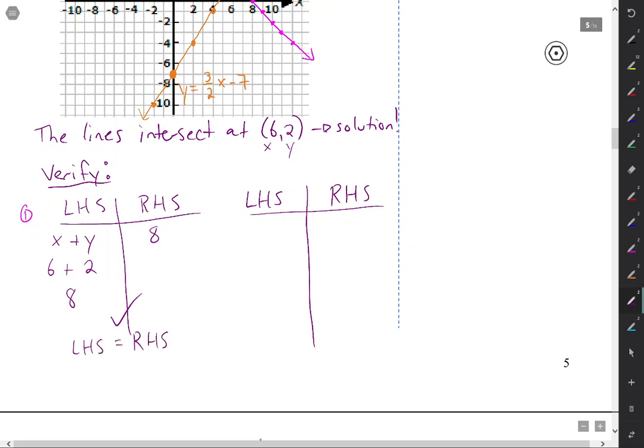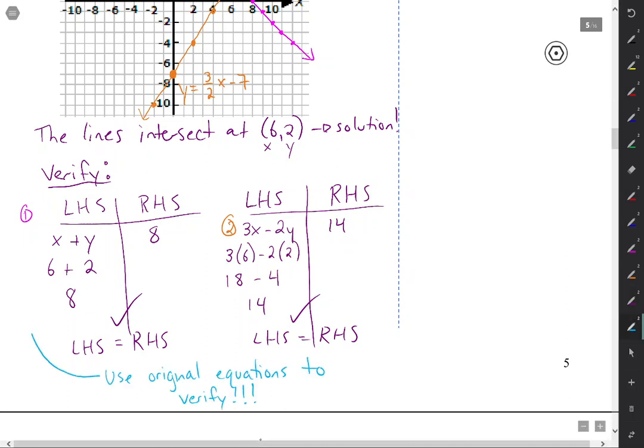And now let's verify our second equation. So number 2, we have 3x minus 2y on the left and 14 on the right. So now we're going to plug in 6 in the x spot and 2 in the y spot, and we're just going to follow BEDMAS here to see if it equals the other side, and it sure does. Left-hand side is equal to right-hand side. So we know for sure that our solution is correct.